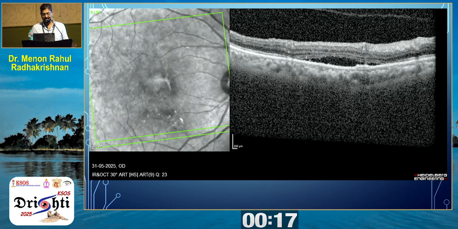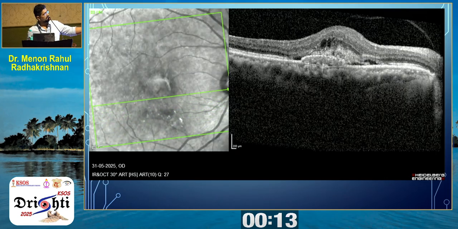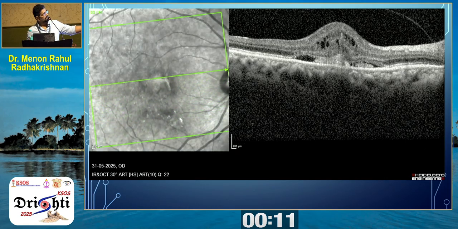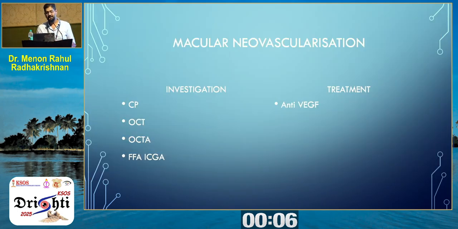And there's another case. In this case, you can see a fibrovascular PED there, subretinal fluid. This is intraretinal fluid, and there's some amount of subretinal hyperreflective material. This is basically a case of macular neovascularization. OCTA can be used to diagnose the network. FFA with ICG can be done, and treatment is usually anti-VEGF.